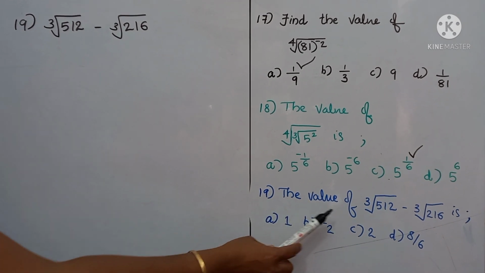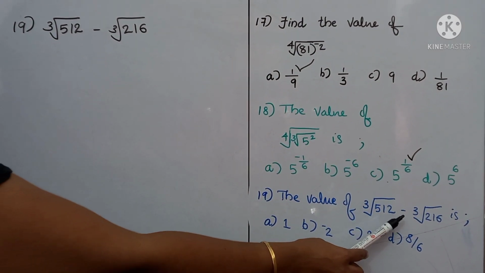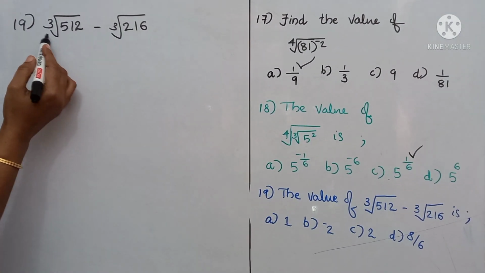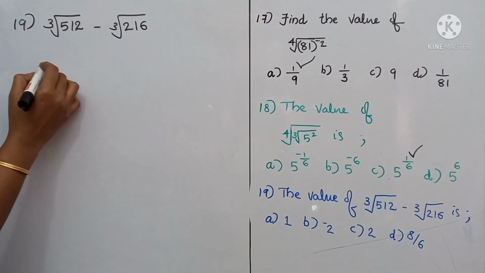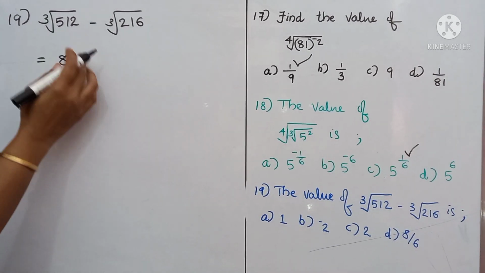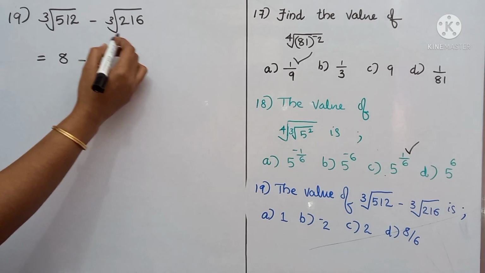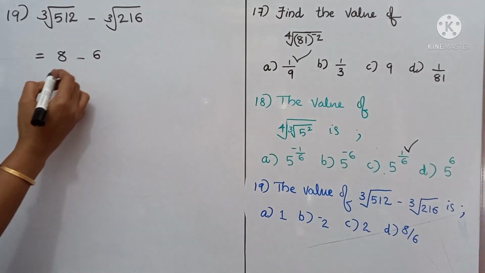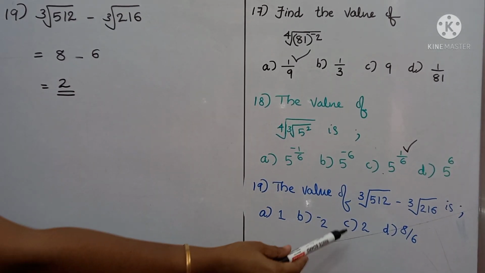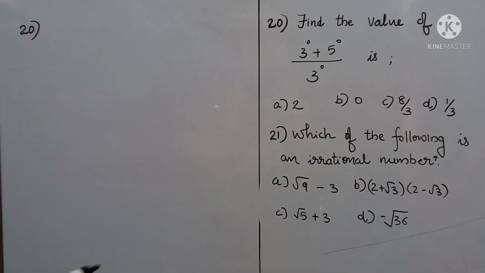Question number 19. The value of cube root of 512 minus cube root of 216 is. We can find the value here. Cube root of 512. We know cube root of 512 is 8. Otherwise, factorize and find. Minus cube root of 216 is 6. 8 minus 6 is equal to 2. So, our answer is 2. Option C, 2.